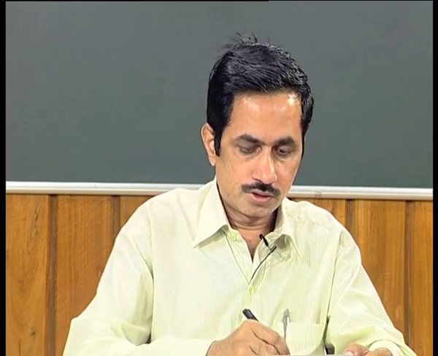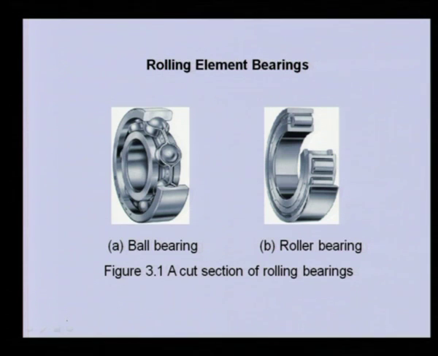Now, we will introduce very briefly the rolling element bearing and how we can get the linearized stiffness coefficient from this. In this particular case you can see this is a ball bearing, this is a roller bearing. In this the shape of the rolling element is cylindrical, here it is spherical.